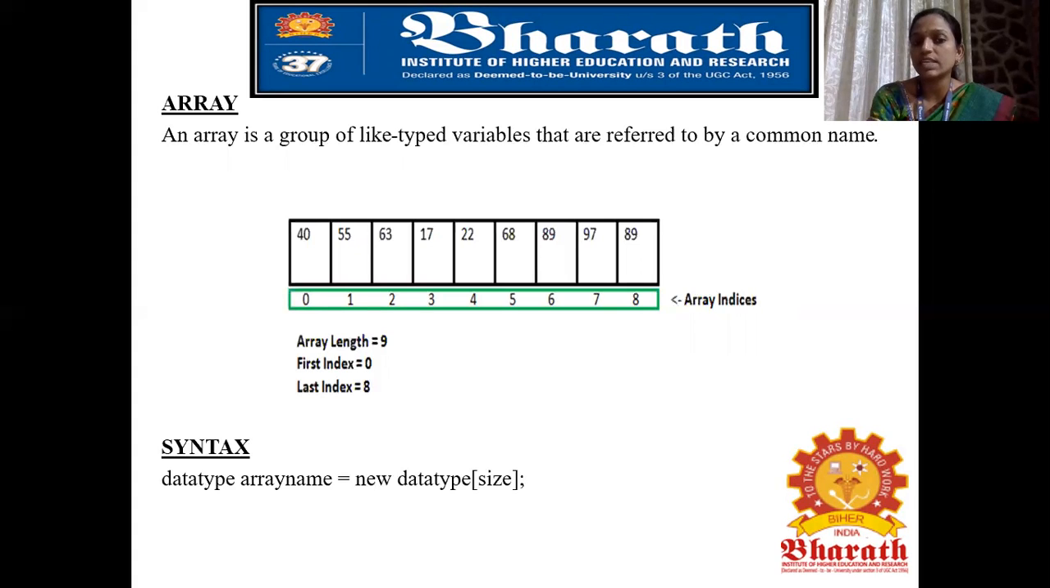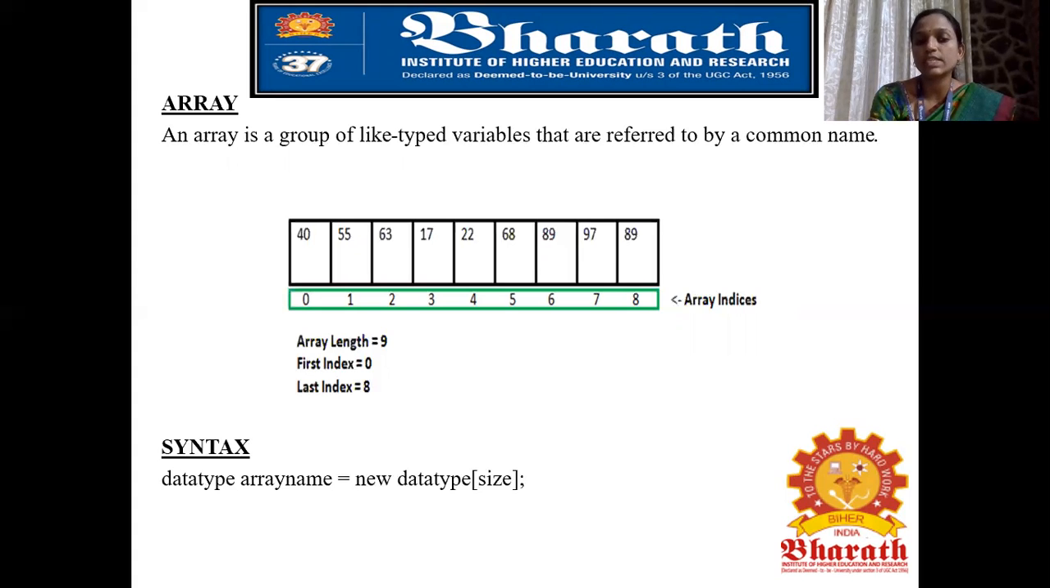What is the first index? 0. That means where it starts. What is the first place value? 0. What is the first element? 40. What is the last element? 89. What is the last index? 8. So this is about the array.